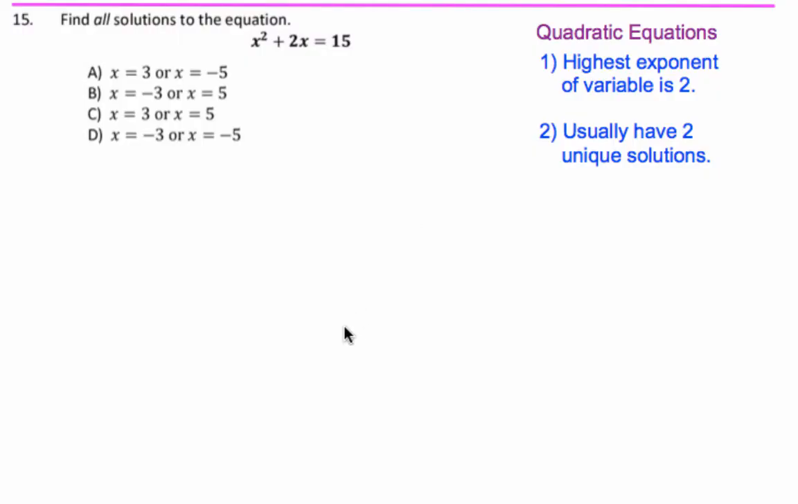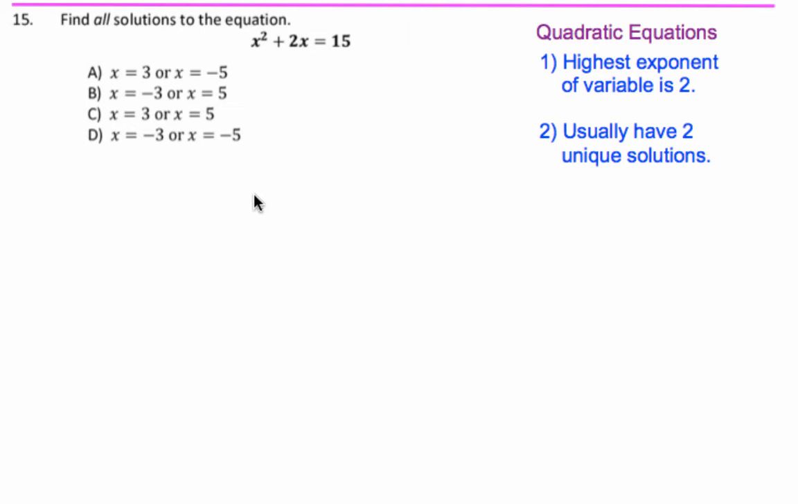Problem number 15 asks you to find all solutions to the equation. When you have an equation in one variable and the highest exponent of that variable is 2, that's how we identify a quadratic equation. And they usually have 2 unique solutions, so we're not surprised when the problem asks us to find all solutions.